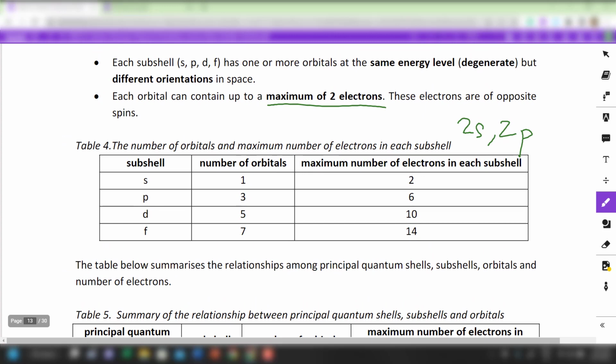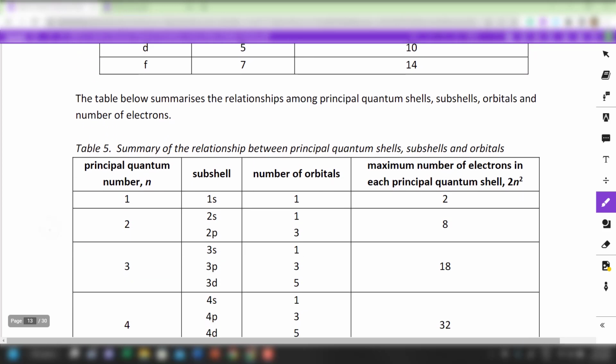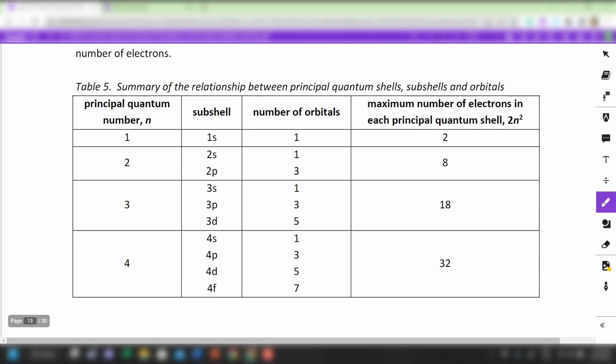But what is probably crucial is that after learning this chapter, you need to know how to sketch the S, P, and D orbitals. Later on we'll go through the sketching in a short while. I'll just show you how to sketch them out easily.